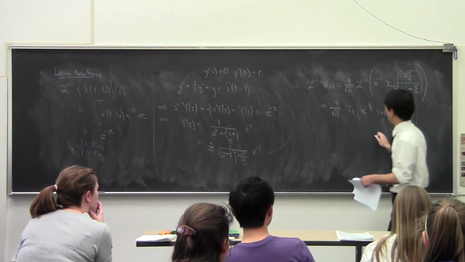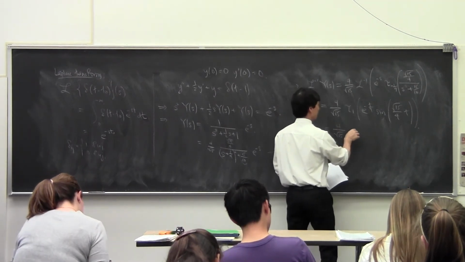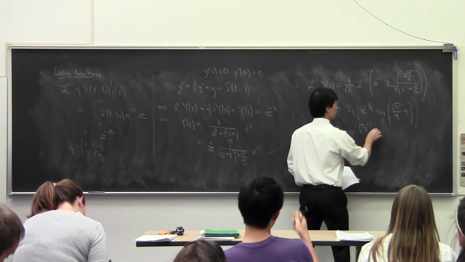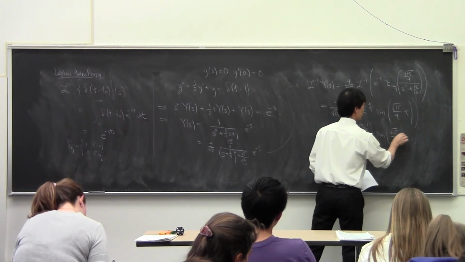Right, and then that's the end. Then you shift it. 4 over 15, e to the minus (t minus 1) over 4, sine of 15 over 4 (t minus 1).